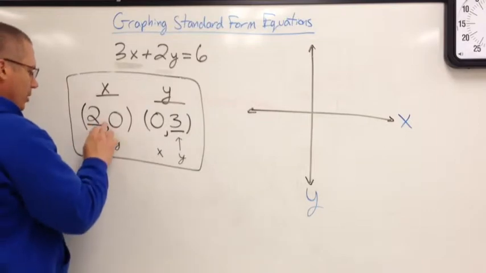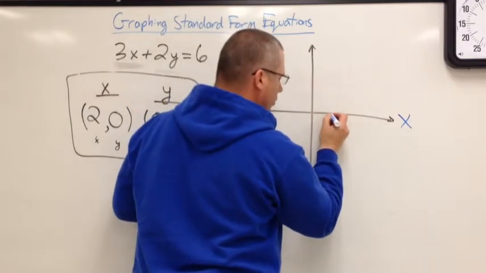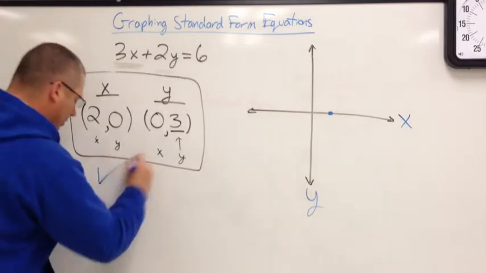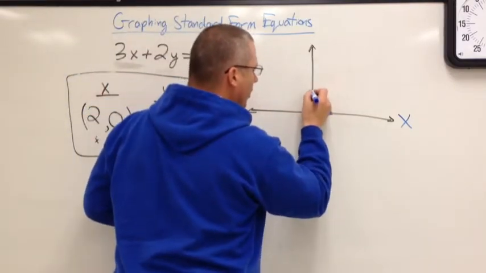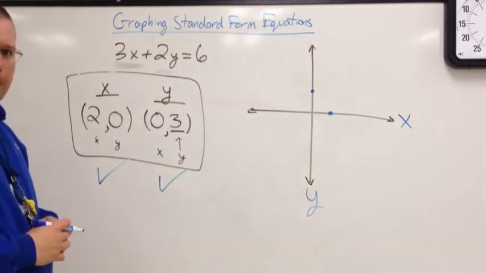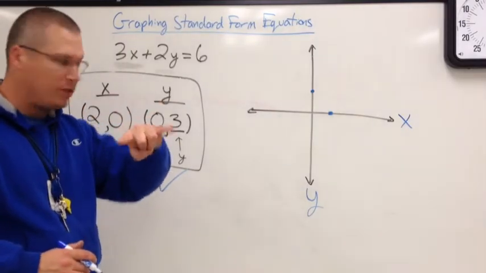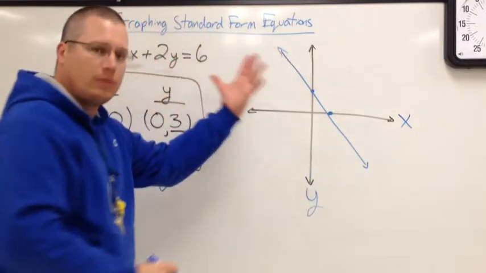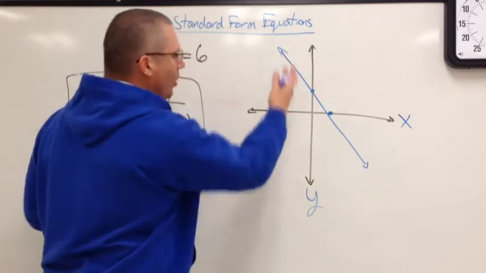So where is the point 2, 0? 2 to the right, 0 up and down, put a point. That point's done. Where is 0, 3? There's my second point. And that one's done. Now we know that the minimum it takes to draw a line is 2 points. Once you have 2 points, all you have to do is connect. There's my line. And if you look back earlier in this lesson, the one I sketched earlier would look very similar.